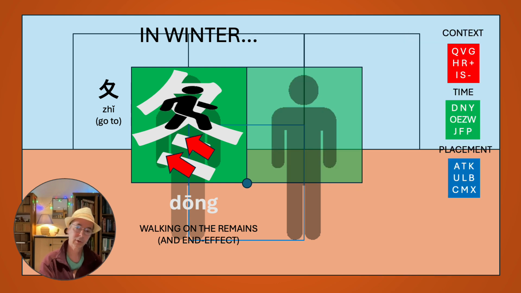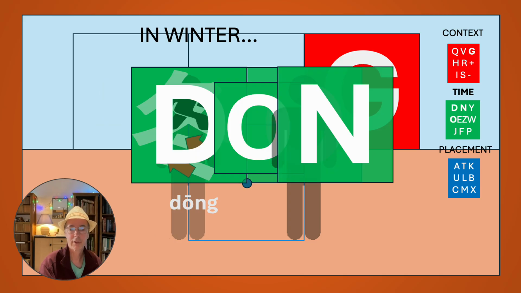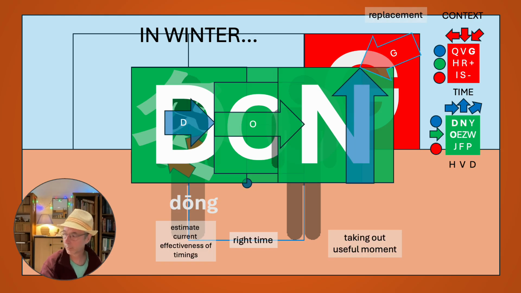I can also show you the positions. The positions I have, the D, O and the N are in the timing, so it's all about timing. So you focus on really dependency in timing, and the G is the end effect, the contextual effect that it will bring.